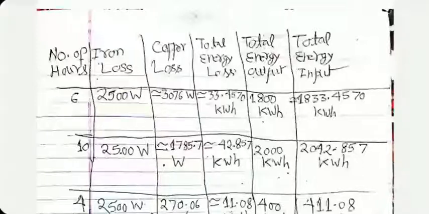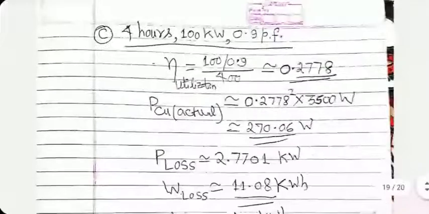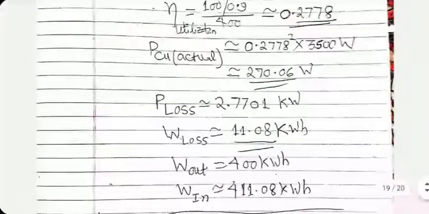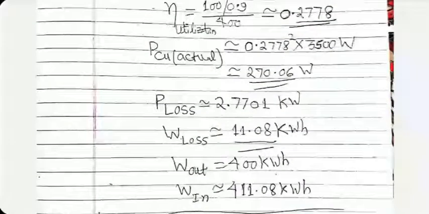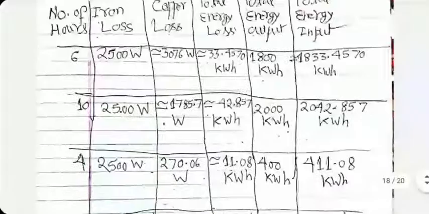Then I go for the third time slot. Again, I calculate utilization efficiency, which is very bad here, 0.2778. Square of that multiplied by 3500 watts gives me actual copper loss. I repeat everything like in the previous cases. I get W out equal to 400 kilowatt hour, W in equal to 411.08 kilowatt hour. I put that value also here.